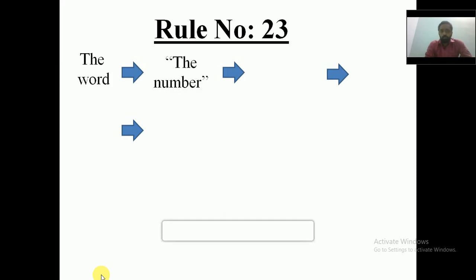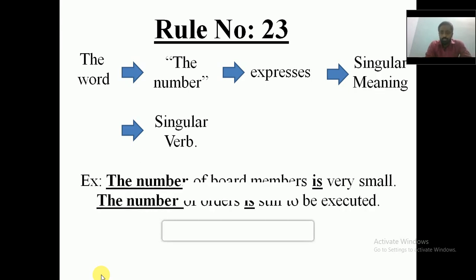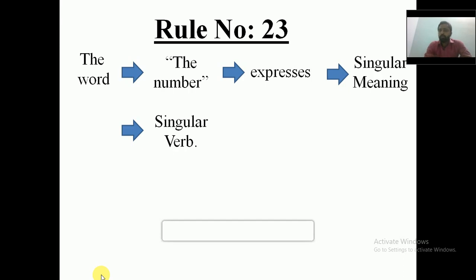When you use the phrase "the number" in a sentence, the phrase expresses singular meaning. So we have to use the singular verb. So once again, the phrase is "the number," and it expresses singular meaning. So we have to use the singular verb.